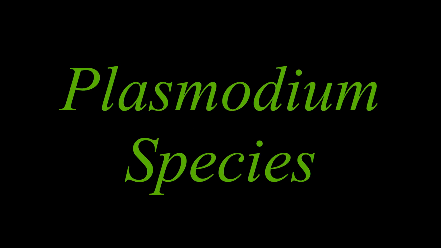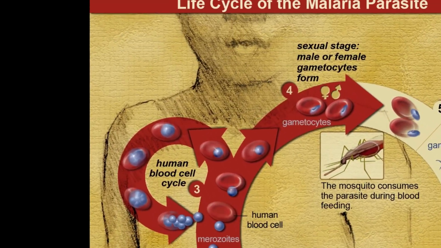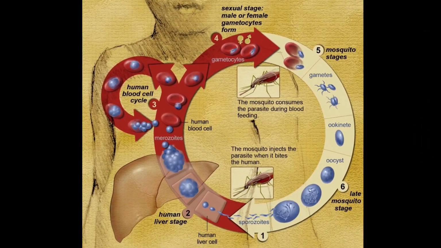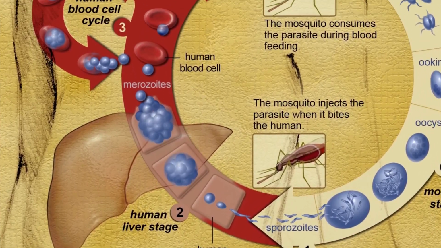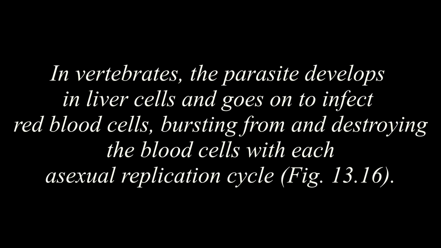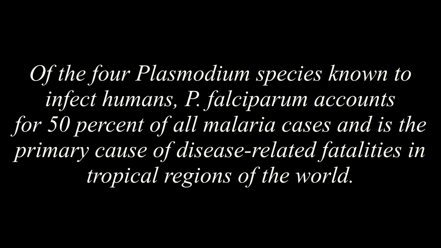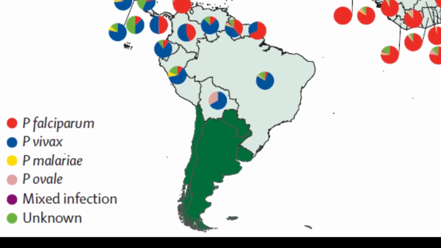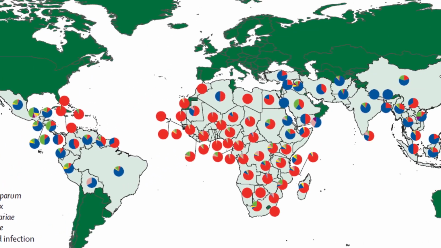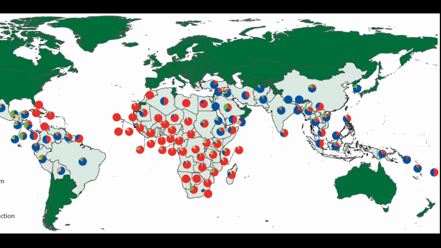Plasmodium species. Members of the genus Plasmodium must infect a mosquito and a vertebrate to complete their life cycle. In vertebrates, the parasite develops in liver cells and goes on to infect red blood cells, bursting from and destroying the blood cells with each asexual replication cycle. Of the 4 Plasmodium species known to infect humans, Plasmodium falciparum accounts for 50% of all malaria cases and is the primary cause of disease-related fatalities in tropical regions of the world.